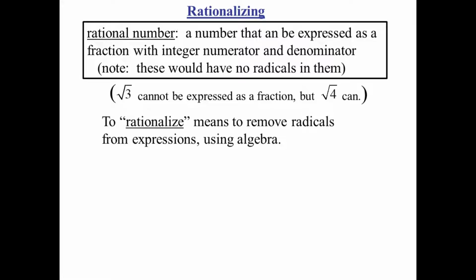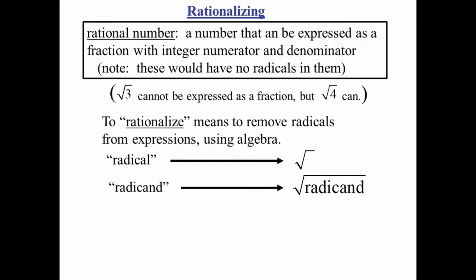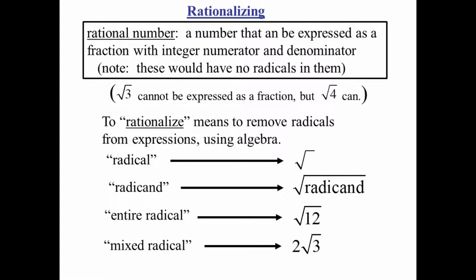First, a little bit of vocab. That's a radical. It's a root sign. What's underneath that root sign has got a name. It's called a radicand. That's an entire radical because it's entirely radicand. There's no coefficient other than 1. This is a mixed radical because it's a mix. It's got a coefficient and it's got a radicand.